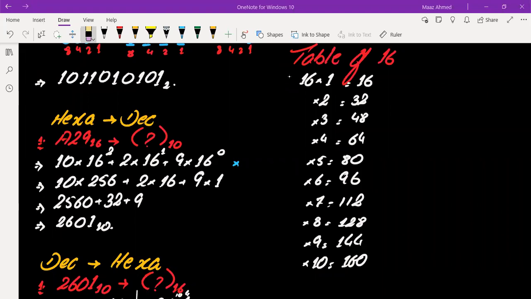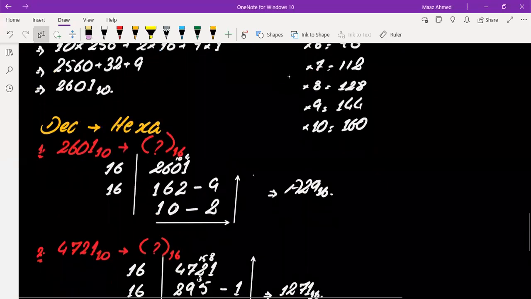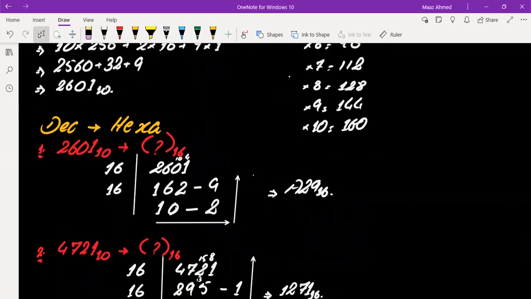Okay, thank you. Now we are moving to the last part, that's decimal to hexa. How do you need to convert a decimal number into a hexa number? You are provided with the number 2601 base 10. You need to convert it into a base 16 number. How are you going to convert it? 16 into 2601 is given to us.